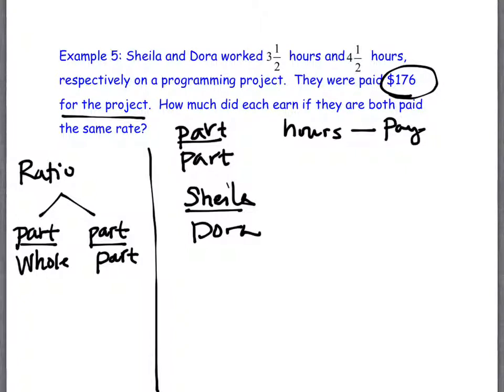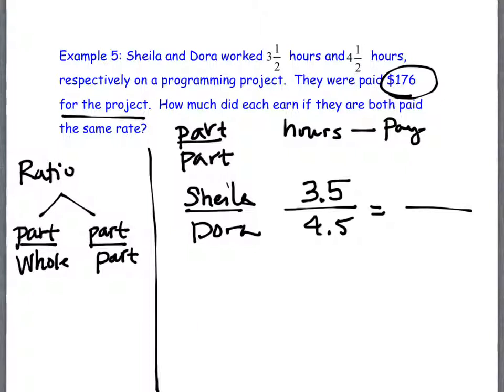So how many hours did Sheila work? 3.5. And just for simplicity, we're just going to write 3.5. We're going to be cross multiplying with it in a minute anyway. How much did Dora work? 4.5. Now, that's the clean part to see where it would be set up. You knew that to begin with, probably. That's a good comparison. The problem is you don't know how much either one of them made, do you? But you do know how much they made together, yeah?